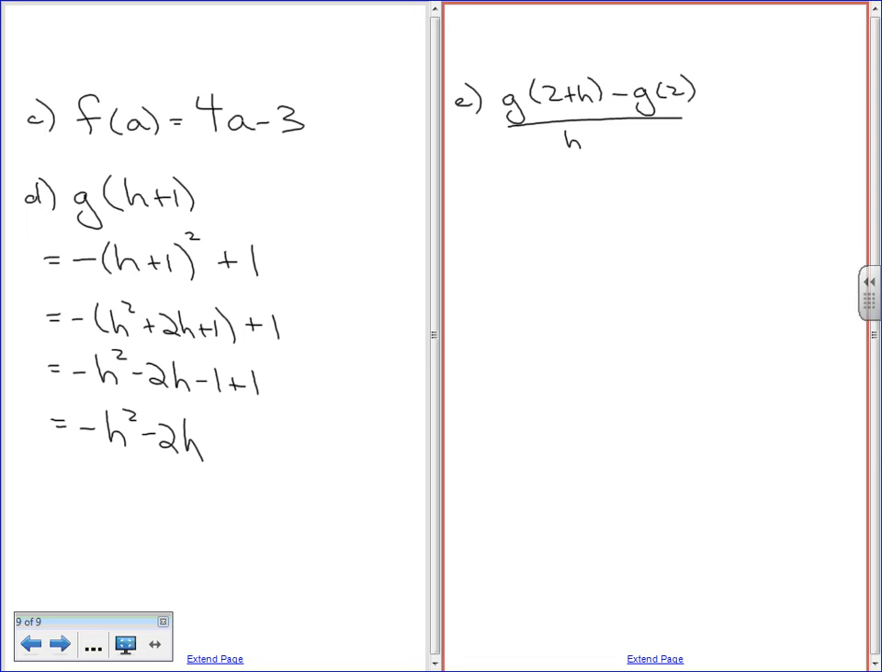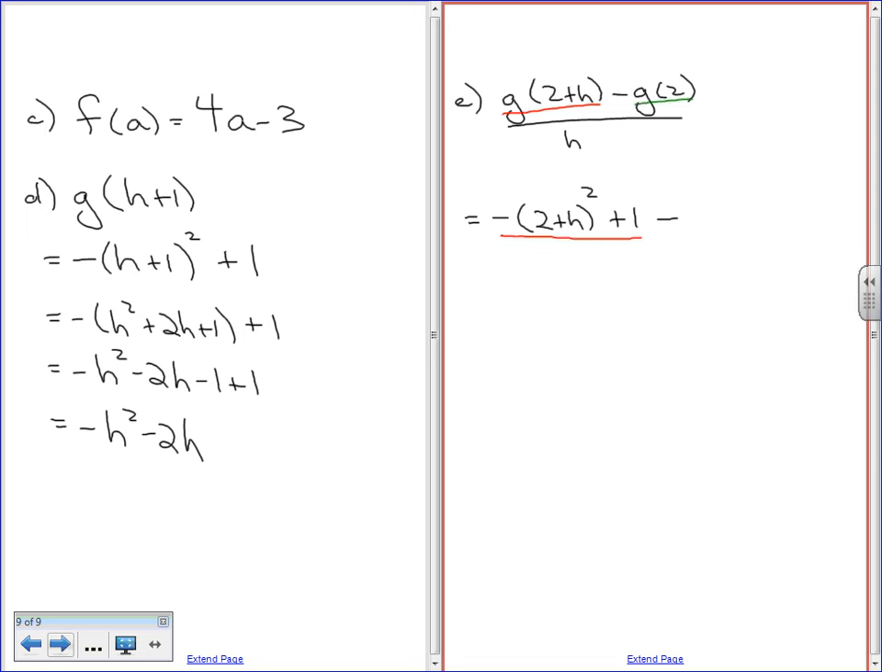this says take the g function and replace x with 2 plus h. So I'm going to do that. The g function was -x, but instead of writing x, I'm going to write 2 plus h. Square it and add it to 1. So that part here is this part. Minus, now I'm going to do this part, the g of 2.